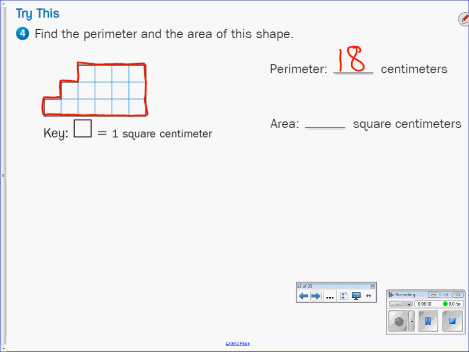And then my area, just count the middle. 1, 2, 3, 4, 5, 6, 7, 8, 9, 10, 11, 12, 13, 14, 15. And my area would be 15 square centimeters. Square the area.